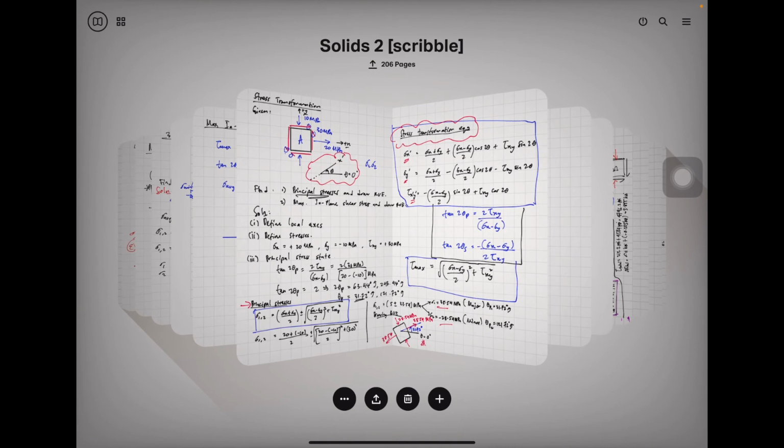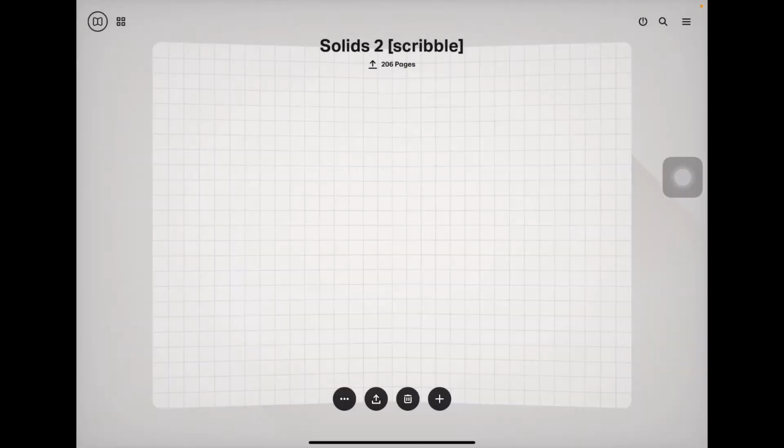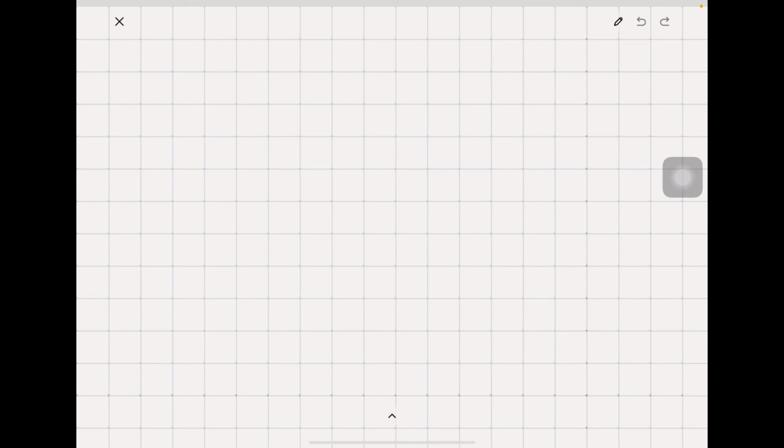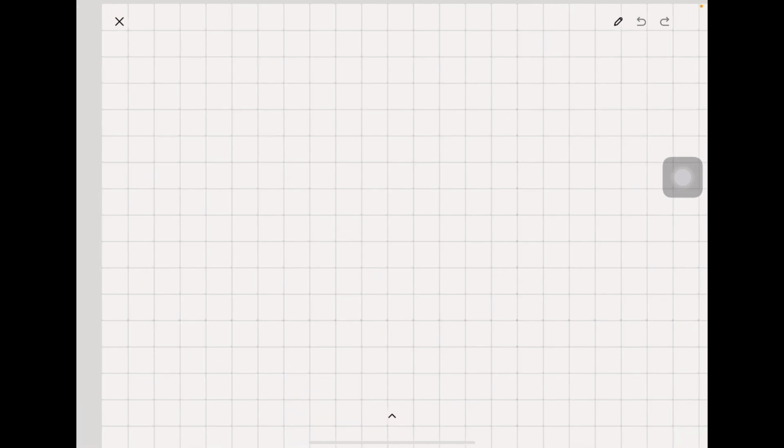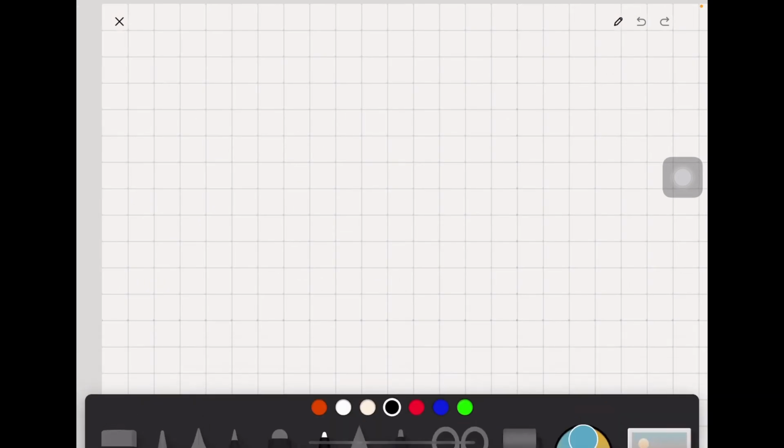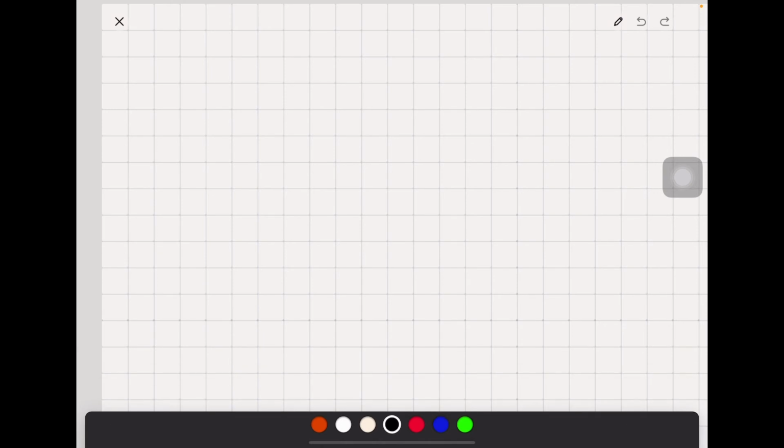So if you can continue to solve the second question, maximum in plane shear stress. So right here we have maximum in plane shear stress.